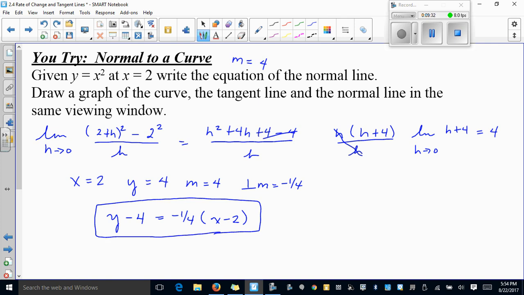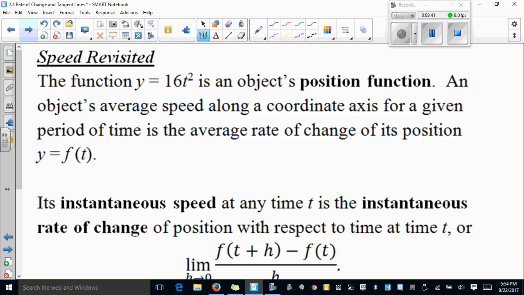So one little last bit here, speed revisited. We played with speed, doing instantaneous speed, average speed. The function y equals 16t squared is an object's position function. This is something to remember. An object's average speed along a coordinate axis for a given period of time is the average rate of change of its position. Its instantaneous speed at any time t is the instantaneous rate of change of position with respect to time at time t, or whatever that time is.